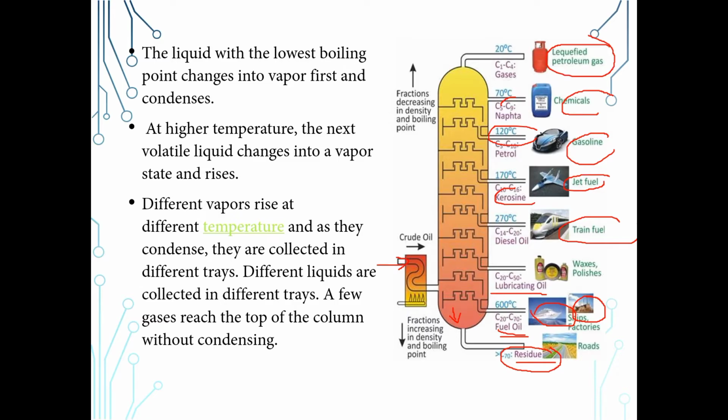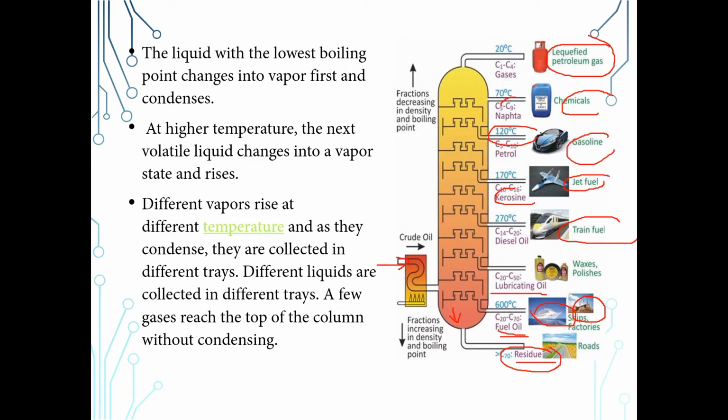Once these different liquids are collected in different trays, whatever liquid is condensed or evaporated at 600 degrees Celsius, let's say they are heated, some liquid will get evaporated, and that one will be collected. If the temperature increases by 70 degrees, some liquid will be evaporated and again collected. If it increases by 120, again some more liquid will be evaporated. So at different temperatures, different liquids get evaporated, and without condensing they try to collect in different trays.